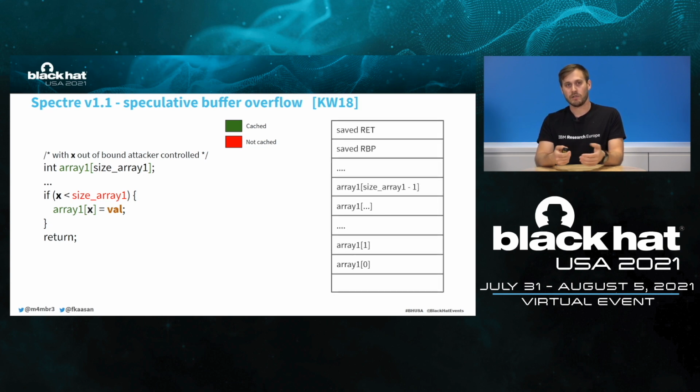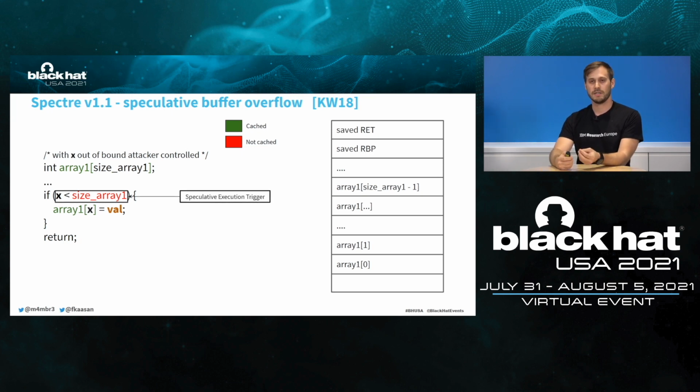So here is the layout of the stack of this little snippet of code. We have the array, and we have some other information stored in the stack. When we start to execute this piece of code and reach this instruction, as you can see, the size of the array is not present in the cache. We assume that this value is not present in the cache. And we also assume that the value of x is under attacker control and is actually out of bounds.